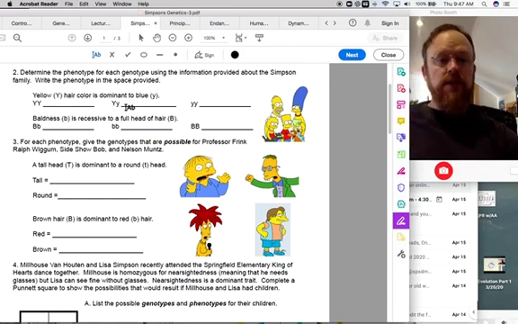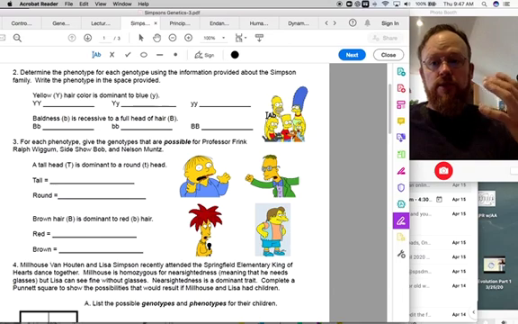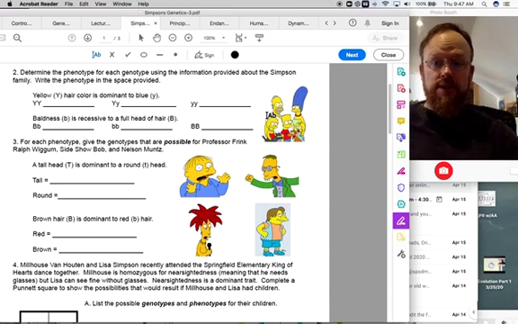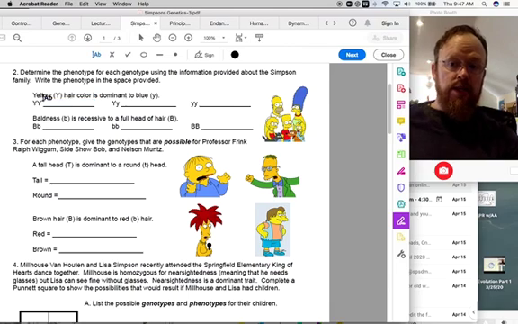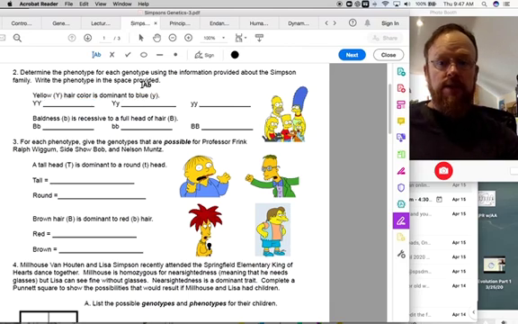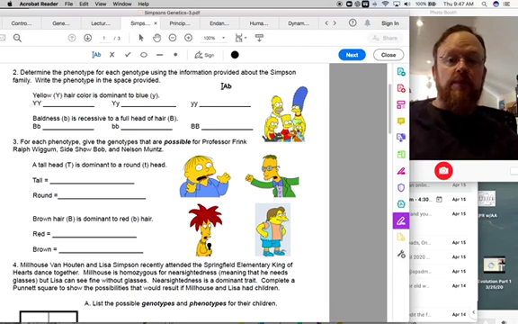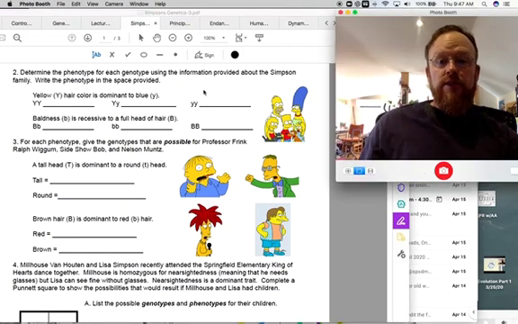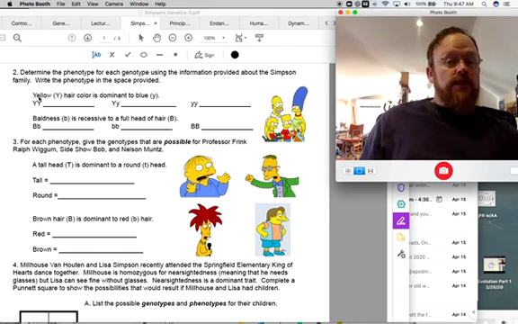Question number two says determine the phenotype for each genotype. Okay, what's the phenotype? Phenotype means the trait. What is the trait? Okay, the trait variety. Is it blue eyes? Is it brown eyes? In this case, it's saying, is it going to be yellow hair or is it going to be blue hair? So it says determine the phenotype for each genotype using the information provided about the Simpson family, and write the phenotype in the space provided. So for this first one, they're asking, write the hair color, right? And so it says yellow hair color is dominant to blue hair color.